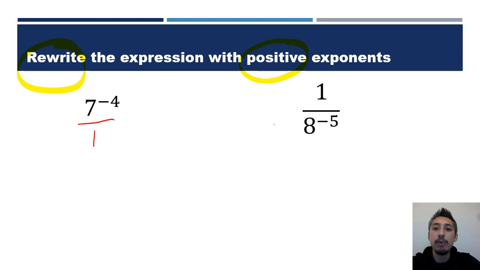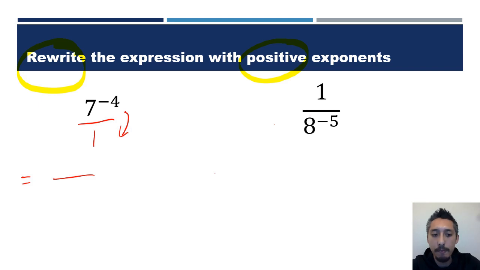7 to the power negative 4 is in the numerator on top, and 1 is in the denominator at the bottom. To change the sign of an exponent, we need to move that exponent and the base that it's attached to the opposite side of the fraction. In this case, 7 to the power of negative 4 is going to move to the bottom of the fraction, to the denominator. Let's go ahead and write our fraction.